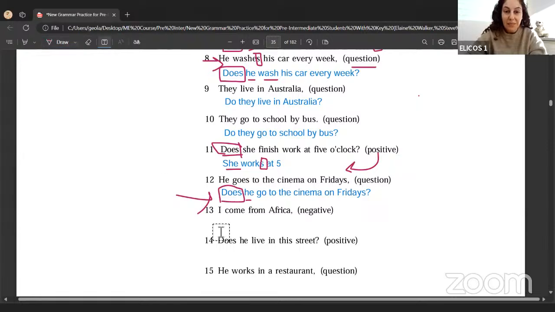13, I come from Africa. That's a positive, true information. We need to make it a negative. I don't come from Africa. Yeah, perfect. 14, does he live in this street? We need to make it a positive.